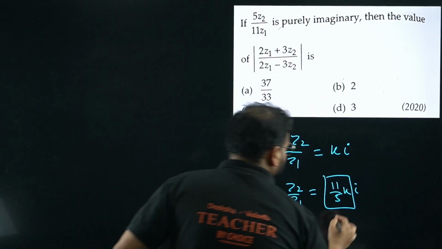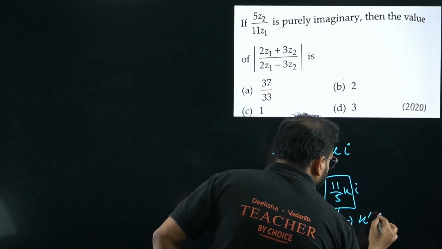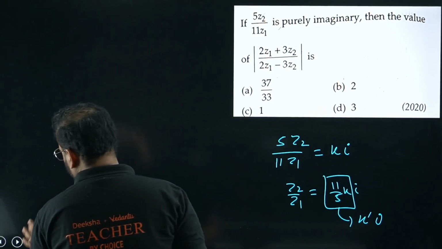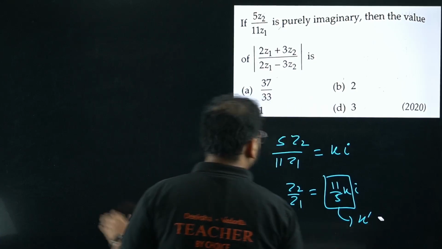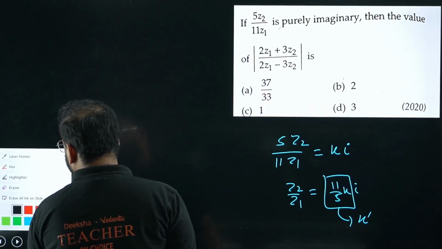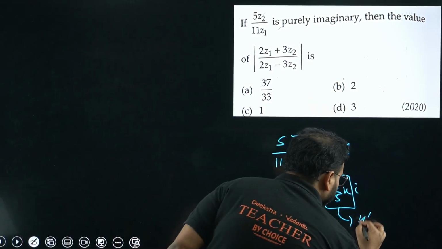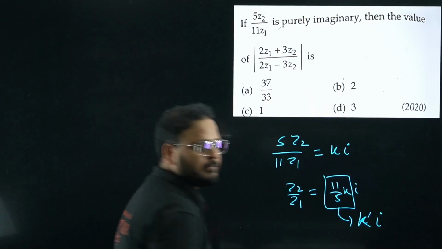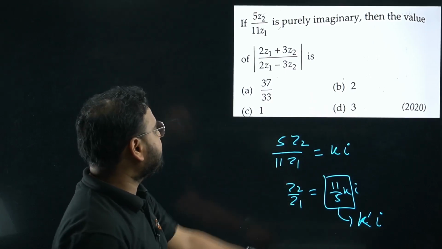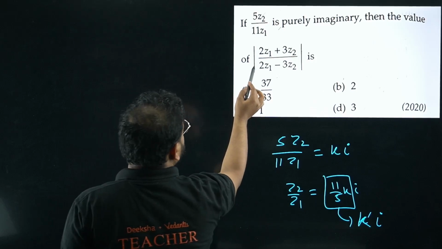So I can take this as, let's say, another constant, k dash, and I can write here k dash i. It's not x dash, it's nothing but k dash. Okay, this is k dash i. Clear now? What is k dash value? 11k by 5.